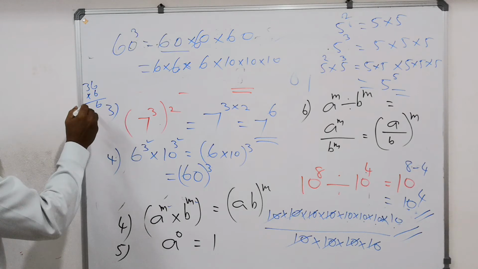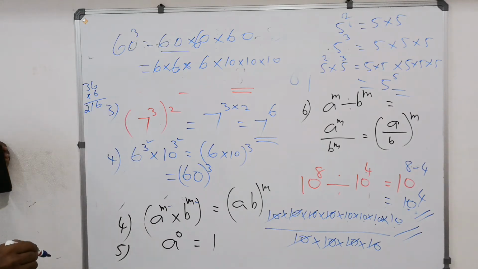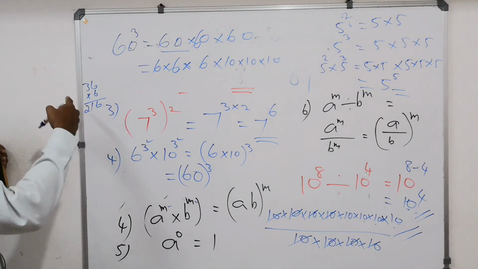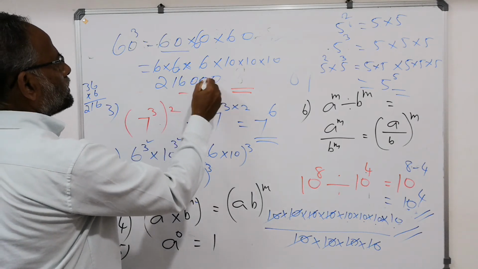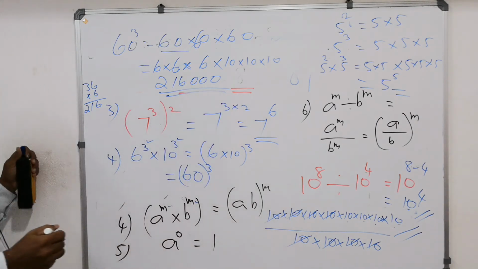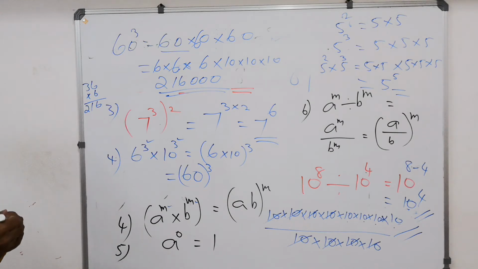Again 6 threes are 18. 216. 6 sixes are 36, 6 threes are 18, 36 and 216. Now 216, 1, 2, 3. This is a big amount, whatever that is.